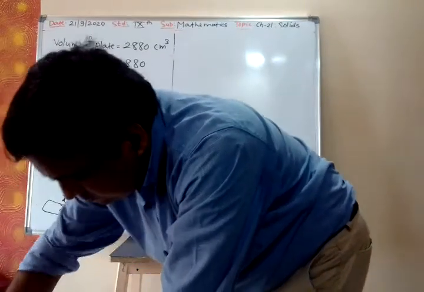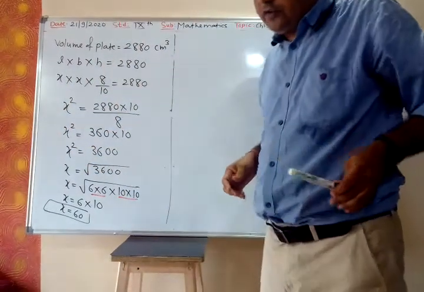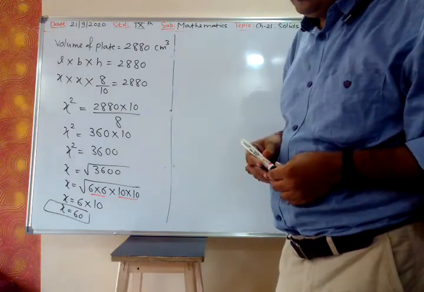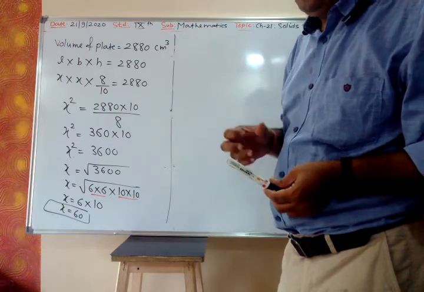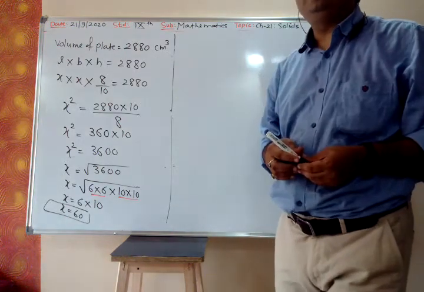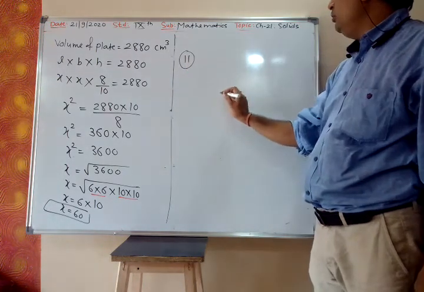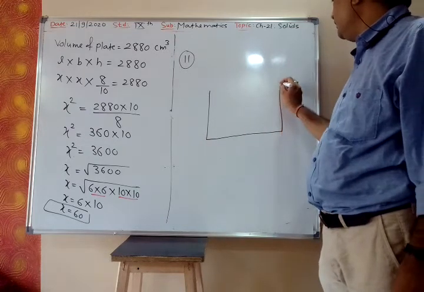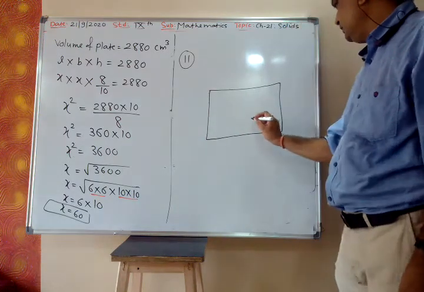It is given the external dimensions of a closed wooden box are 27 centimeter, 19 centimeter, 11 centimeter. All three are different dimensions. That means the wooden box is of cuboid shape. So for the 11th, first we draw the diagram. Draw the cuboid shape box.